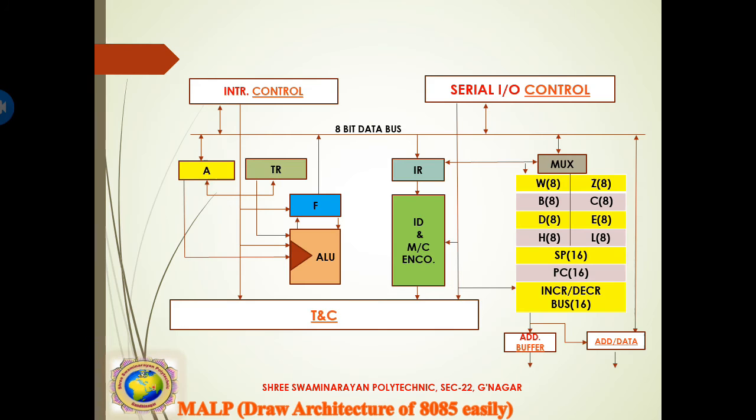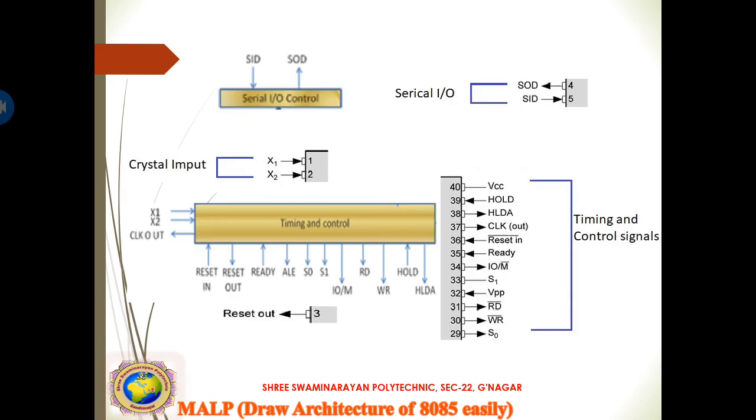So here is the diagram, and here is the buffer pin. The address buffer and address data buffer, the data bus, are connected here. So AD0 to AD7 and the address bus and data bus are connected here, and this will be connected with the architecture diagram.